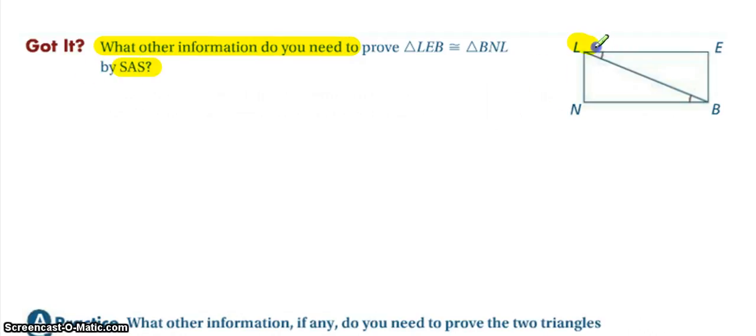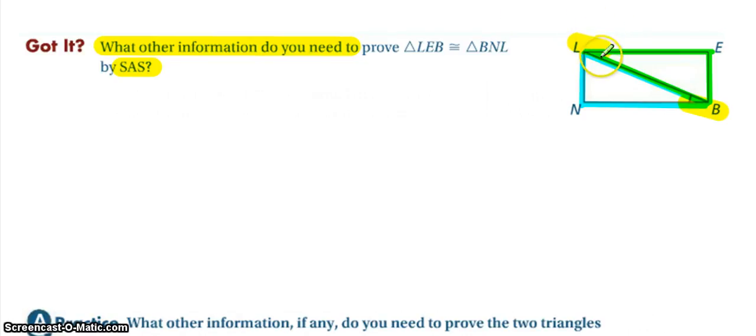Well, we do have one angle here, angle L, congruent to angle B. And then if I look at LEB compared to BNL, I'm going to pause and color code this. So these are my two triangles, and they already share this common side LB right here. So we already have a side that's congruent, and we already have an angle pair that is congruent.